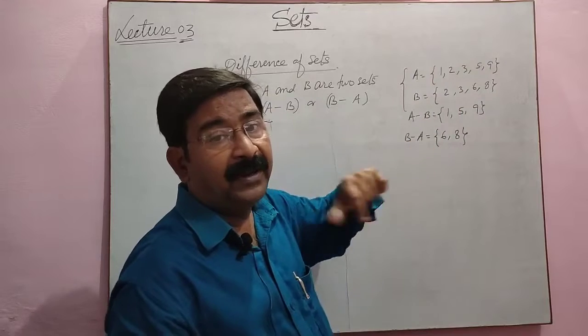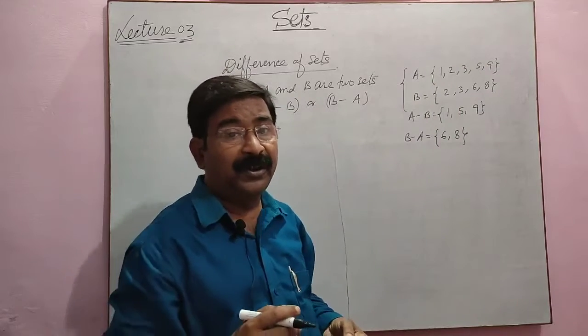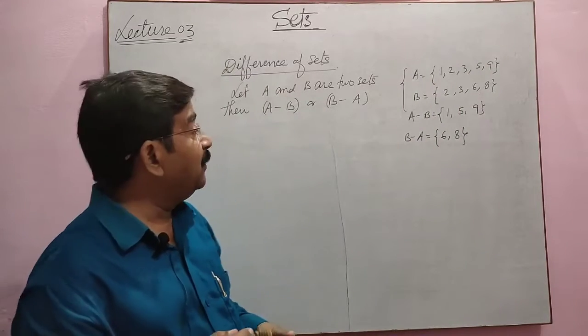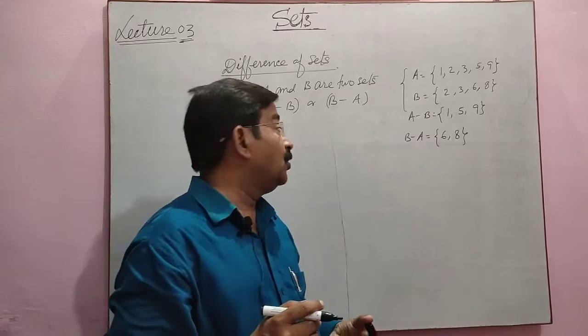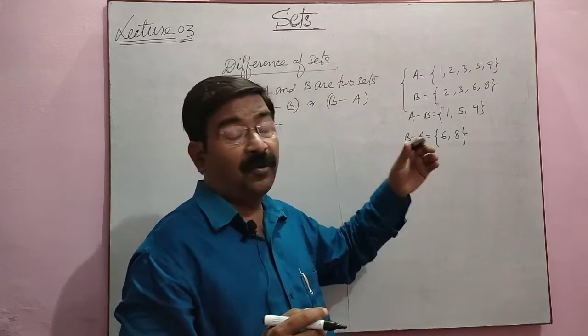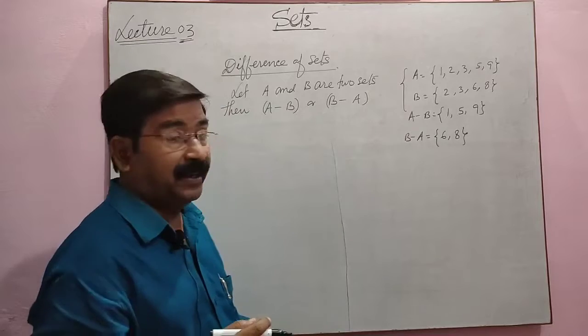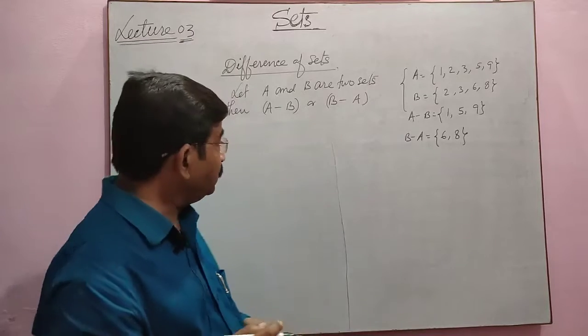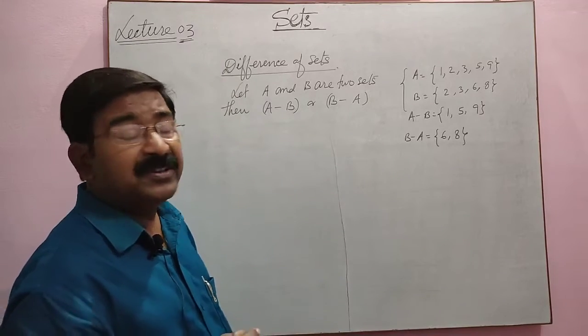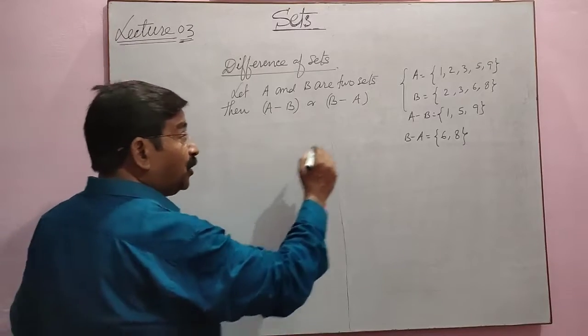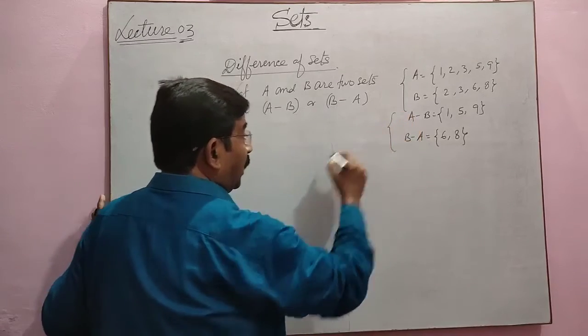Means how to define elements of A which are not found in B, that is A minus B, elements of A which are not found in B. And elements of B which are not found in A, this is B minus A. Now, let us suppose we define this mathematically.